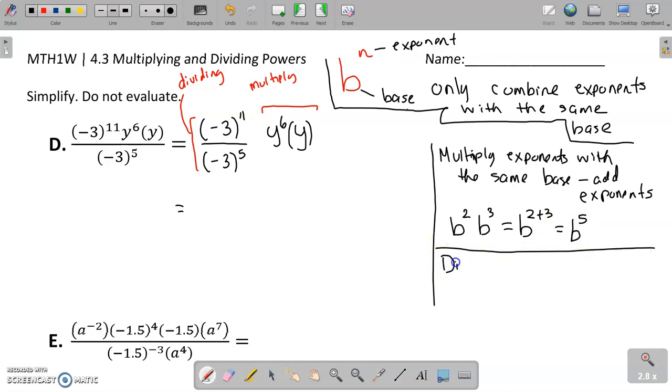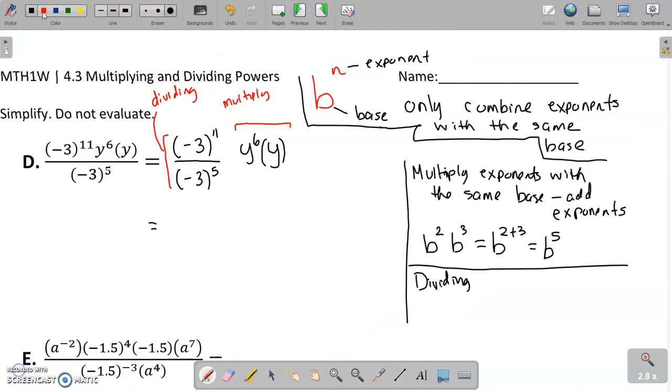Now when we're dividing, maybe instead of using the word exponents, I'll use the word powers. That's more of the math language. So dividing powers with the same base. And this is repeated later on this handout, but I thought it's important to write it out. So whenever you write something out, you have a tendency of remembering it better. So dividing powers with the same base, we subtract the exponents.